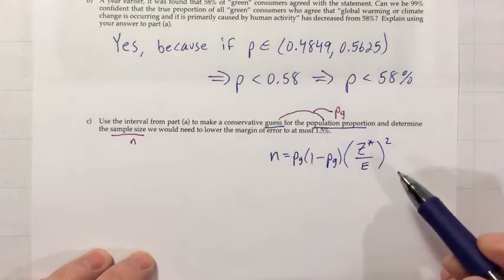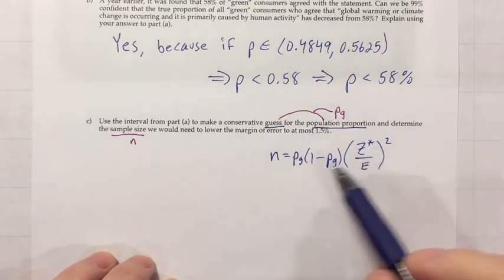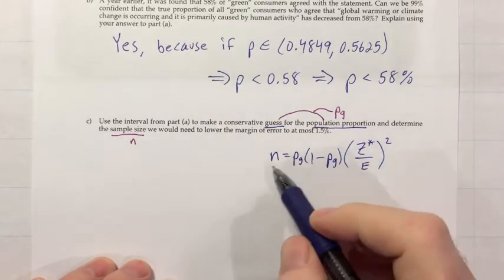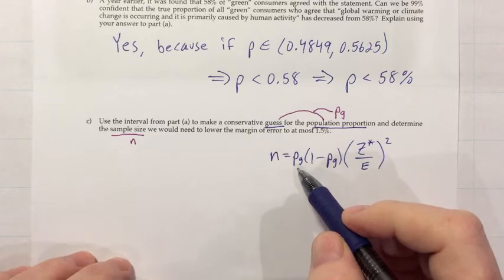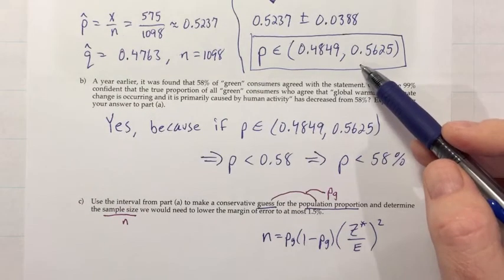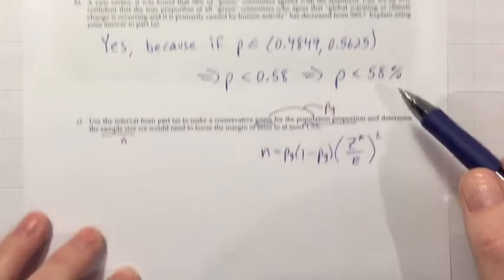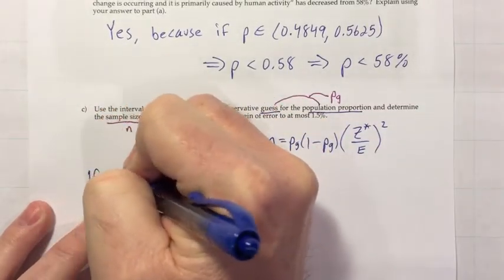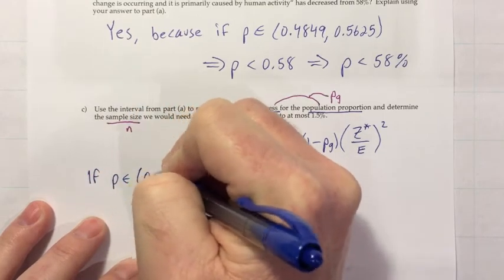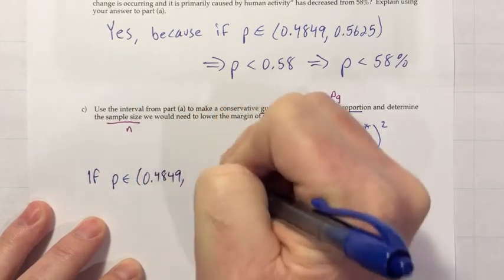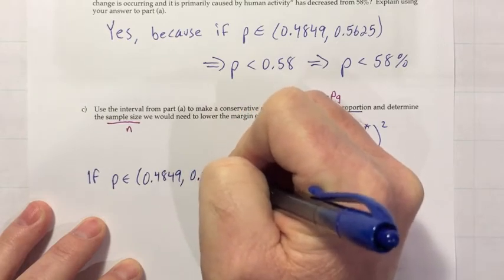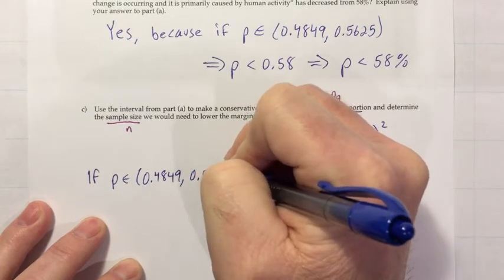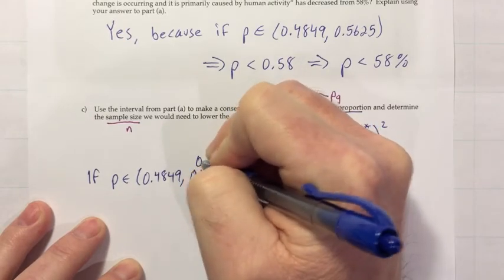So if you think about the pieces we need, z star we have, you might feel like we have n, but that was an old n. Now we're trying to look for a new n. So this will be our end answer. We need a PG, and they said use this answer to make a conservative guess at p. All right, so using part A, if p is an element of 0.4849 to 0.5625. A little dyslexia going on there, apparently. Let's clean that up.